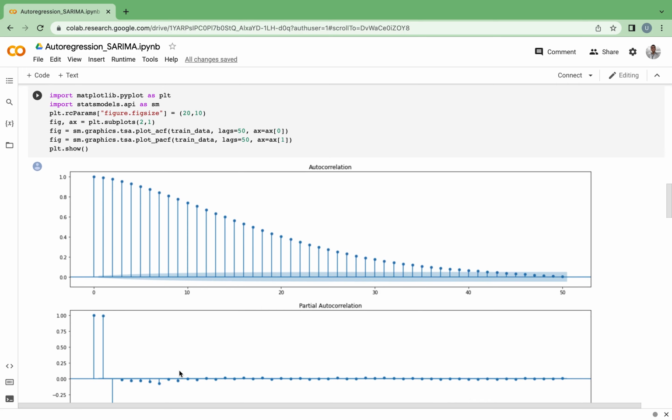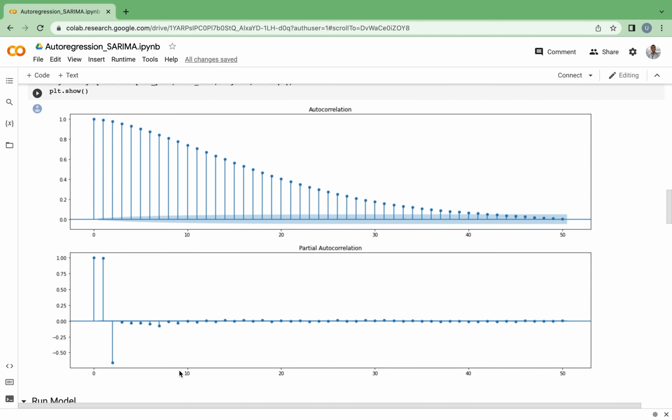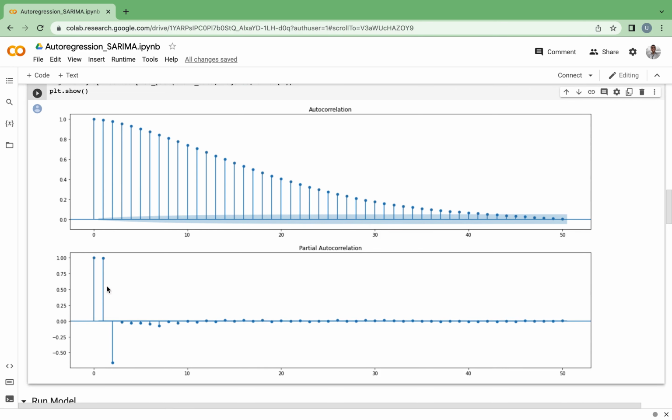To determine these parameters, I am plotting the autocorrelation and the partial autocorrelation graphs. The autocorrelation plot is also called the ACF plot, and the partial autocorrelation plot is also called the PACF plot. The seasonal part of the AR and MA model can be inferred from the PACF and ACF plots. Here we can see that in the partial autocorrelation plot, we have one large spike on the positive side and one large spike on the negative side. The other spikes are very close to zero, so they need not be considered for the non-seasonal order.